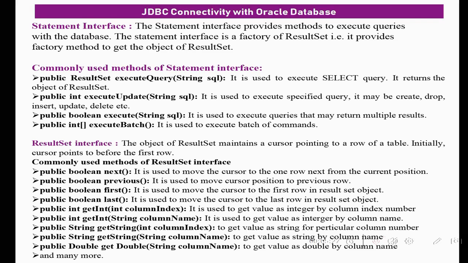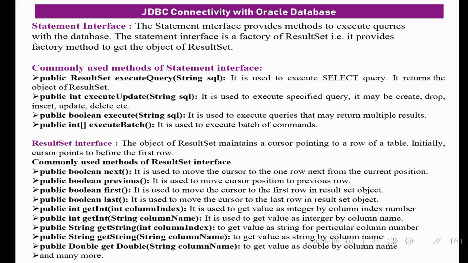Now, let's understand the commonly used methods of the ResultSet interface. public boolean next: it is used to move the cursor one row forward from the current position. Next is public boolean previous: it is used to move the cursor to the previous row from the current position. The next method is public boolean first: it is used to move the cursor to the first row in the ResultSet object. Same, last: it is used to move the cursor to the last row in the ResultSet object.